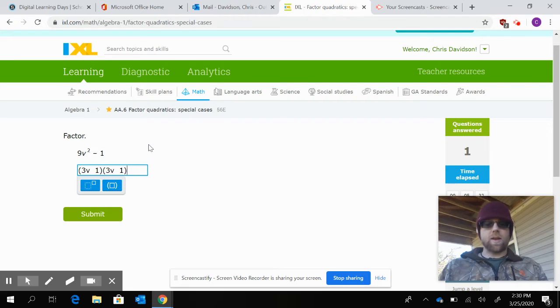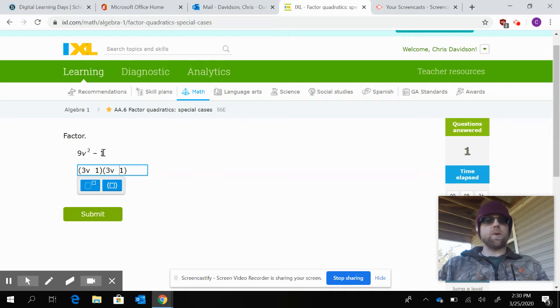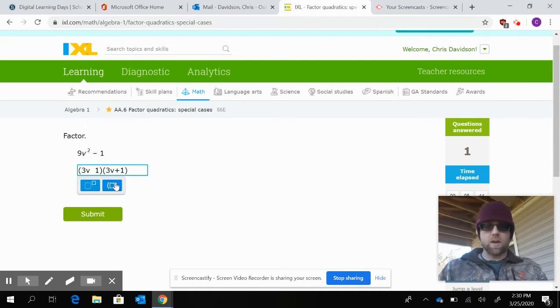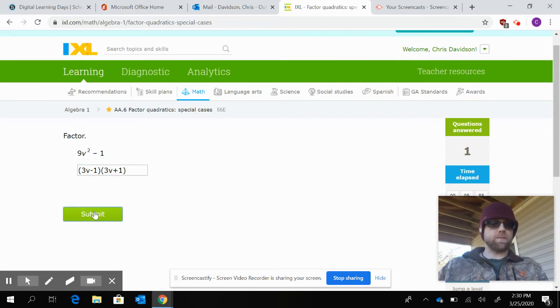1. All right, now we have to worry about the sign that's in between them. To multiply to get a negative 1, we have to multiply a positive and a negative. So all I'm going to do is put a plus sign right here and a minus sign right here. It does not matter if you put the plus sign first and the minus sign second. It does not matter. All right, and so then push submit.